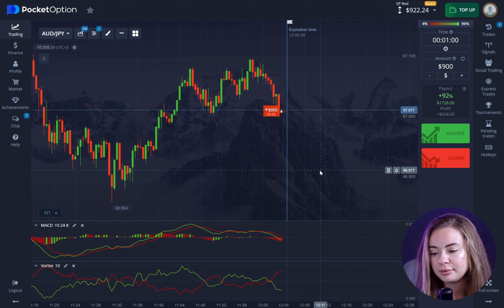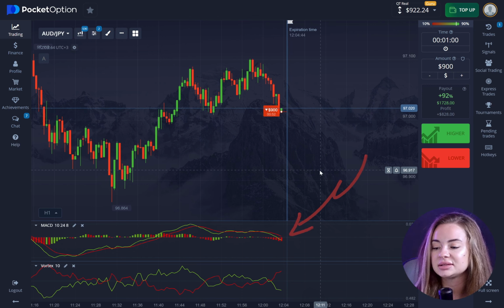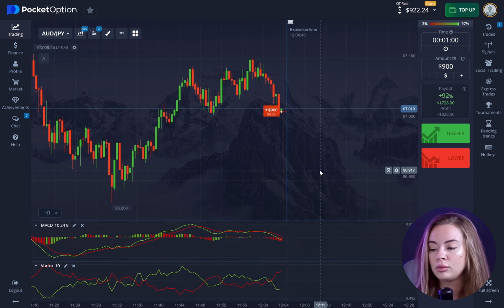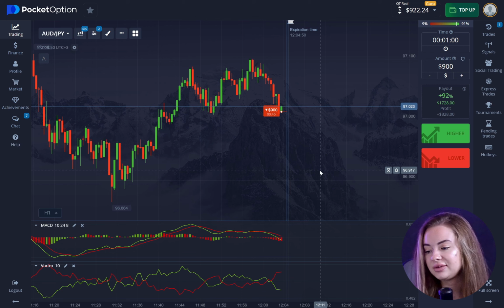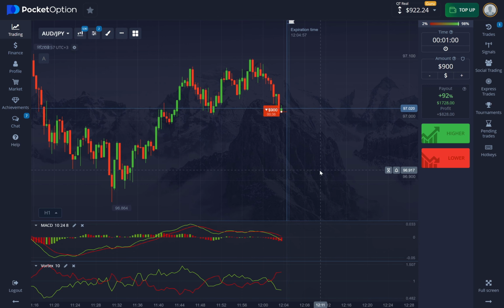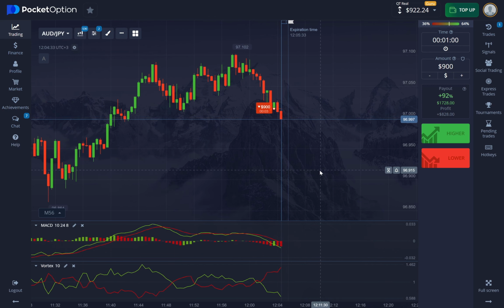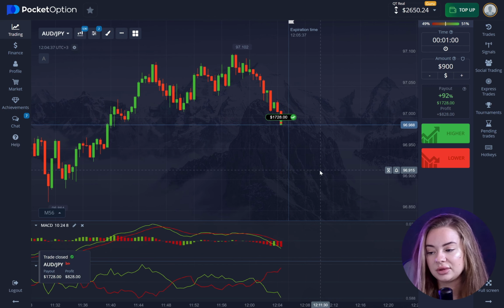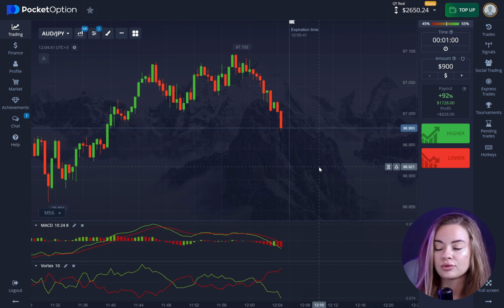We see that the main MACD line has crossed the zero level, signaling that sellers are gaining momentum. The vortex indicator also shows a significant divergence with the negative line dominating. The trade was successful and we see the price continuing to drop. Let's observe for a bit.